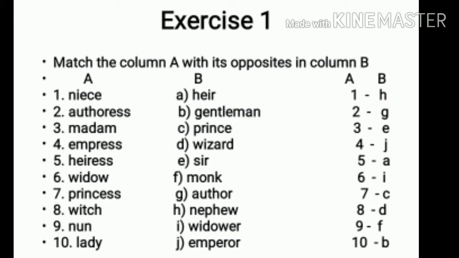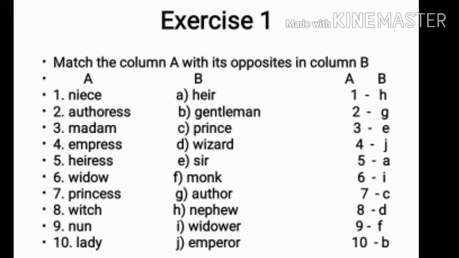Third, madam will match with E, that is sir. Fourth, empress will match with J, that is emperor. Fifth, heiress will match with A, that is heir. Sixth, widow will match with I, that is widower. Seventh, princess will match with C, that is prince.